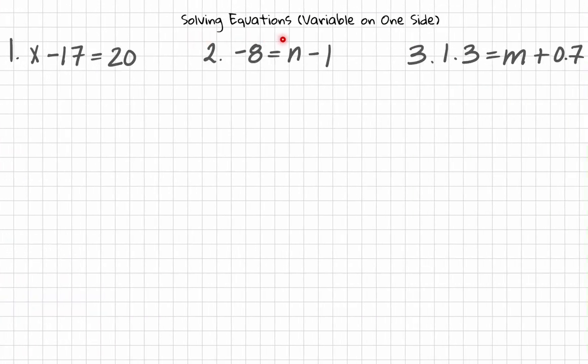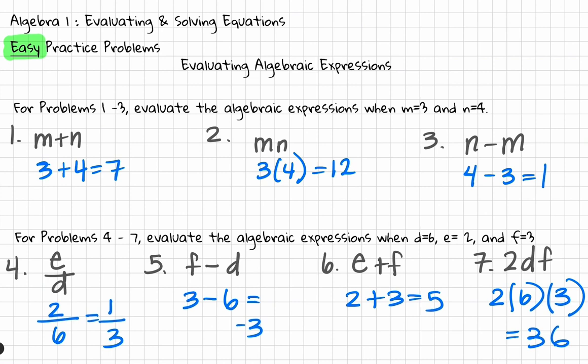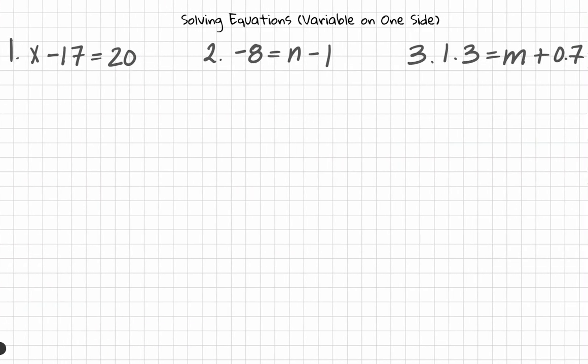Now, we're going to solve equations with the variable on one side. So in each case of 1, 2, and 3, x is only on this side, n is only on this side, m is only on this side. And now we are solving, which means we don't have a known value for the variable, like in these last questions. None of that is given to us, so we've got to figure it out. So we'll start with number 1.